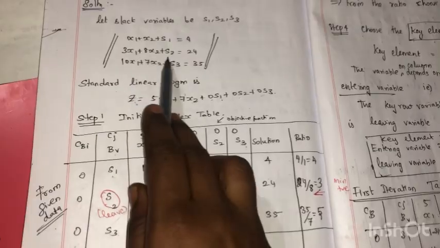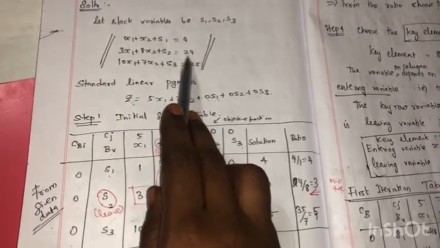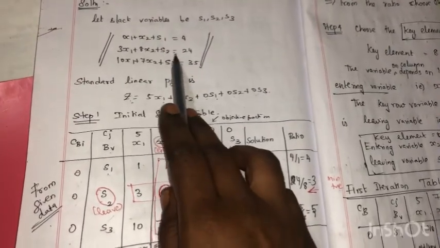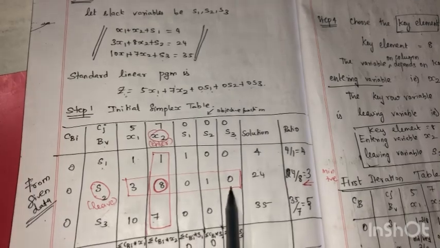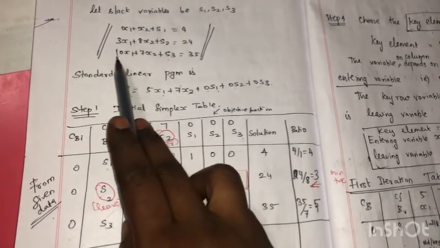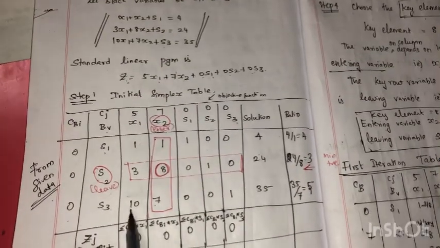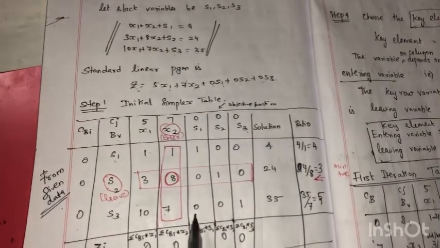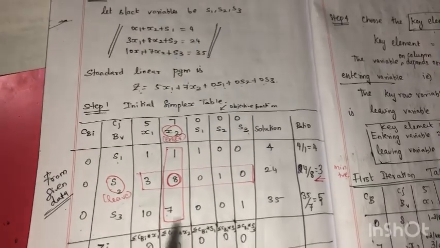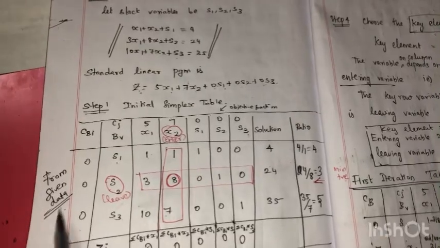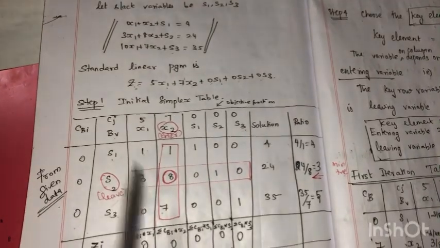Likewise for the three equations we mention the values along with the variables. For the second equation: 3, 8, 1, 24. It doesn't have S1 and S3, so I mention 0 and 0. The third equation is 10, 7, 1 and 35. It doesn't have any S1 and S2, so I mark 0 and 0. So this is the initial simplex table I have created from the given data. Nothing much to derive; I just represented the given data.